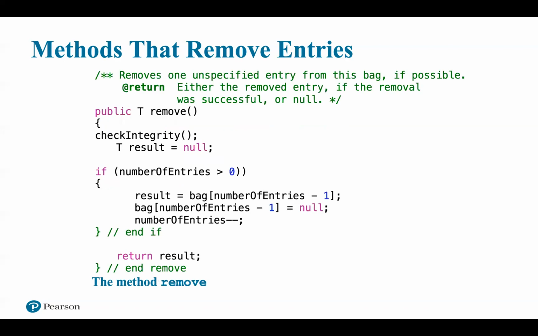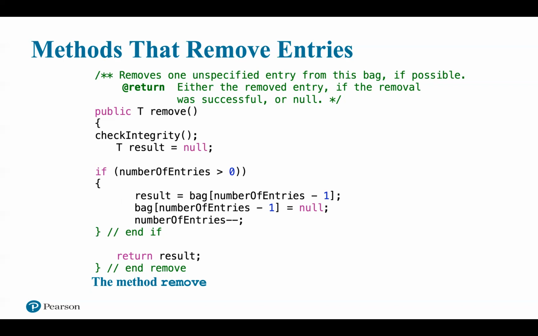What about removing an unspecified entry? This is the method remove. The method remove without a parameter removes an unspecified entry from a bag as long as the bag is not empty. Recall from the method specification given in the interface that we saw in the previous chapter, we can do that one at a time. If the bag is empty before the method executes, null is returned.